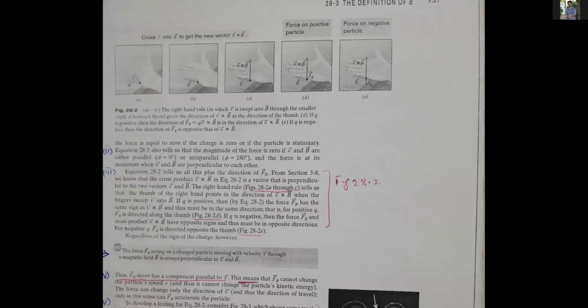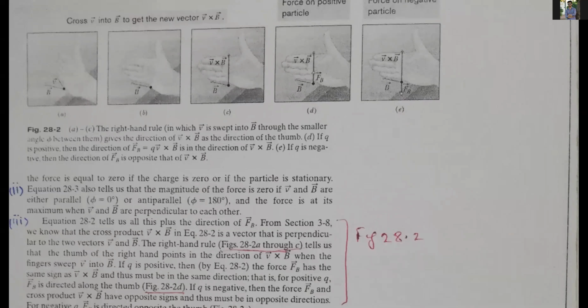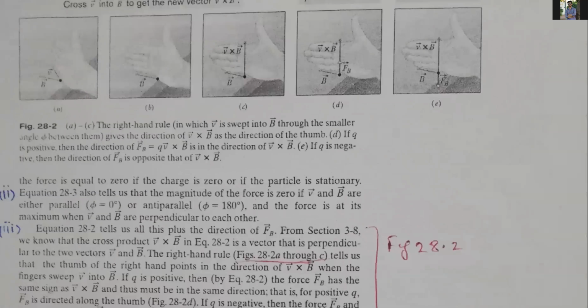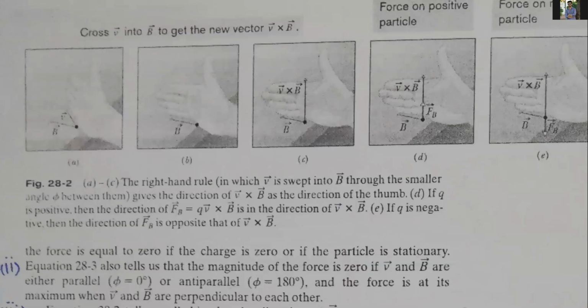Okay, so if sine phi is equal to 0 in the previous equation, phi 0 means the velocity and magnetic field of the charged particle are making angle 0. So if the angle is 0, then there is no force acting on a charged particle.